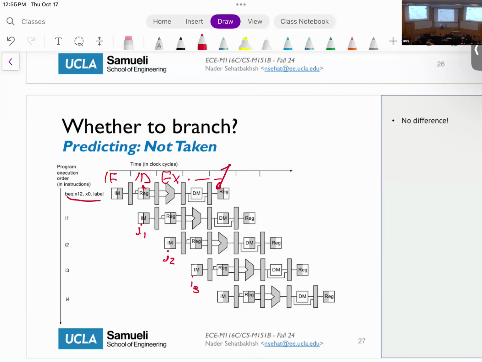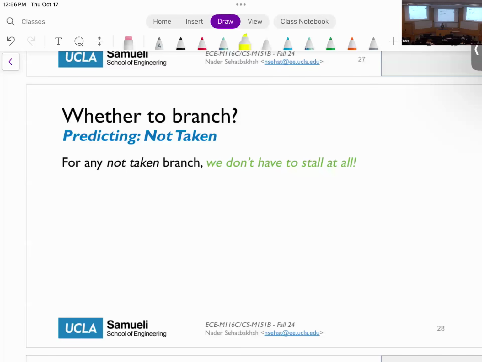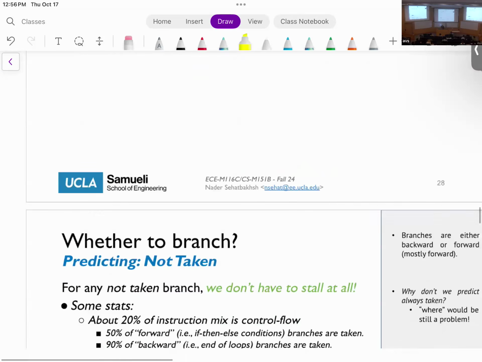At this point here, we're going to see whether we made the wrong decision or the right decision. If it was indeed not taken and we predicted not taken, then that's great. Nothing is going to happen. My performance immediately improves because I did not stall my processor. But there's a problem here, and that is, what if it's actually taken? What should we do? How do we recover the processor? We're going to talk about that later. Okay? So again, the great thing about the not taken strategy is that if the branch is indeed not taken, then we didn't stall at all. So the performance is not impacted in any form or shape.